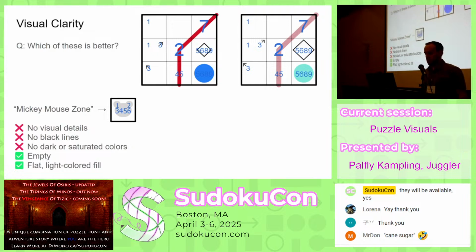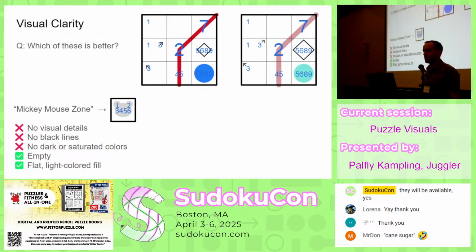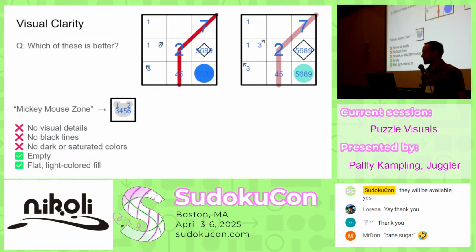So, okay, the Mickey Mouse zone has certain laws. If you're in the Mickey Mouse zone, you don't want to have a lot of visual detail, right? That's like the diamond on the left side. You don't want to have black lines. You don't want to have a lot of dark, saturated colors that are similar to the colors of a pen or of the blue ink, the blue pixels in SudokuPad. Empty is awesome, obviously, but you can also use a very bland, light-colored fill that's different from the blue. So on the right, you can see that circle is totally okay because it's a different color, it's really light.